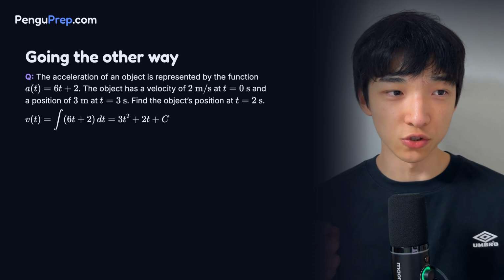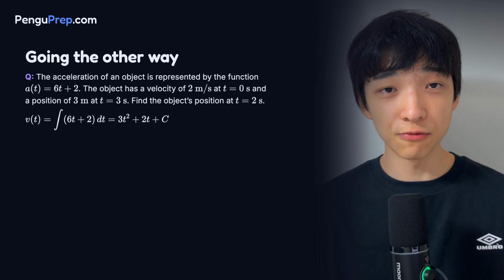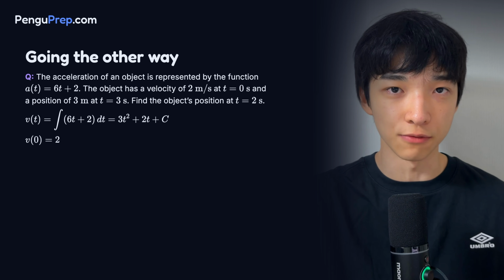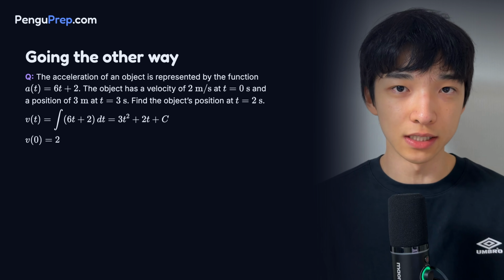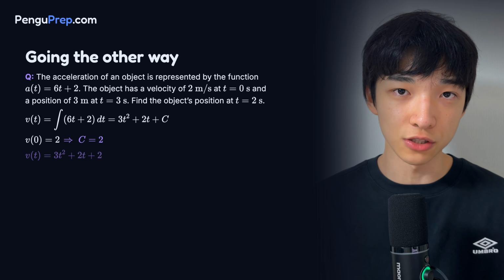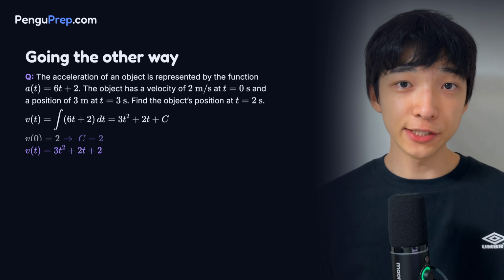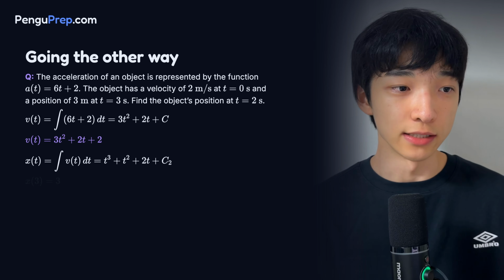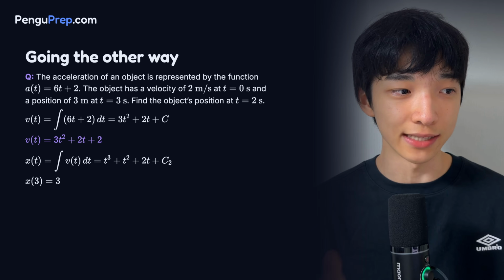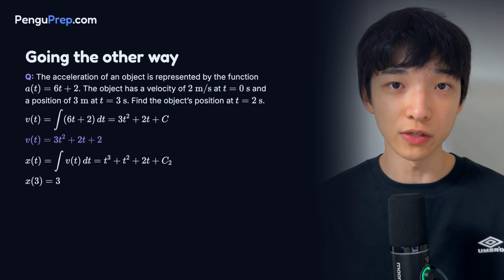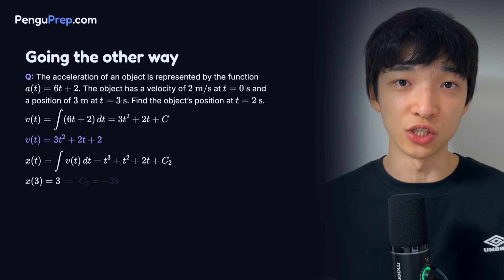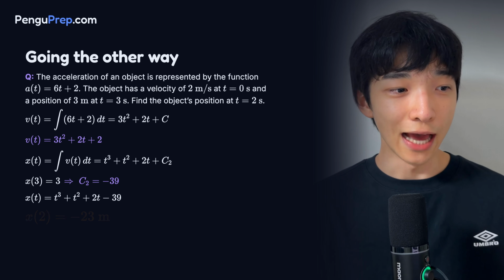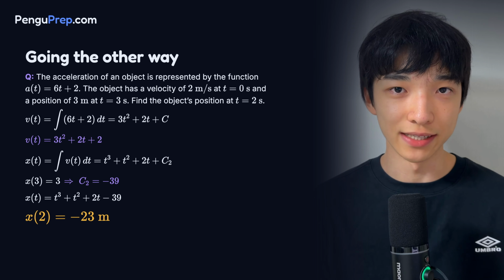Integrating 6t plus 2 gets you 3t squared plus 2t plus c. Since the object's velocity is 2 meters per second at t equals 0 seconds, we can plug t equals 0 into the velocity function and set it equal to 2 to get the value of c. Turns out c is equal to 2. So the velocity function is 3t squared plus 2t plus 2. Now integrate this function one more time. This gets us x of t is equal to t cubed plus t squared plus 2t plus c. And since we know the object's position is 3 meters at t equals 3 seconds, we plug (3, 3) into this function to get the value of c, which is negative 39. So the position function is t cubed plus t squared plus 2t minus 39, and if we plug in t equals 2, we get negative 23. That is the final answer.